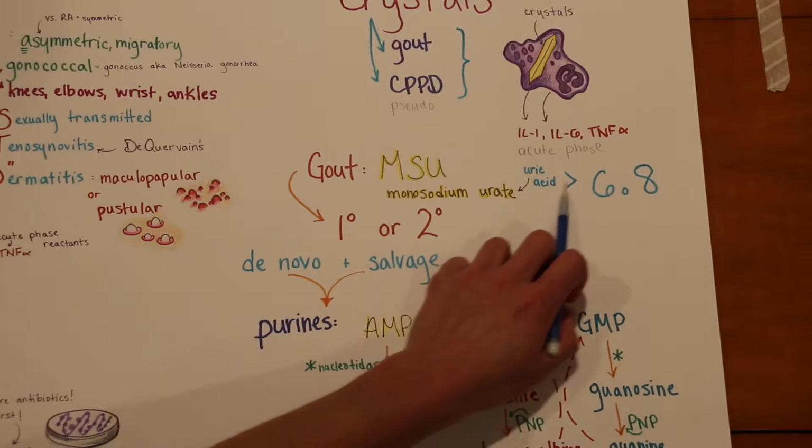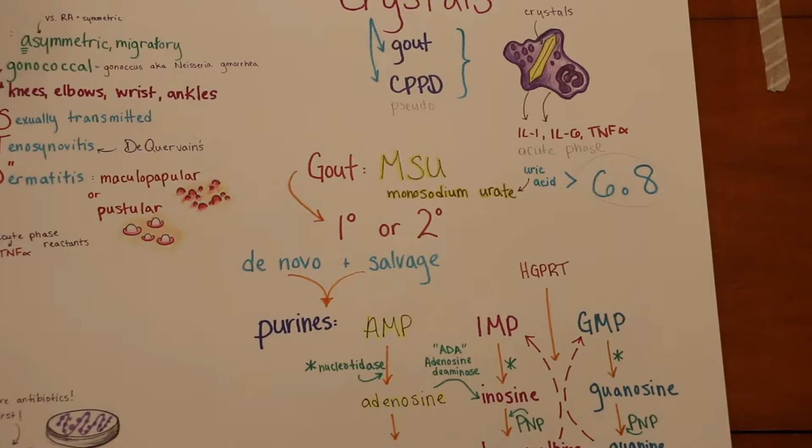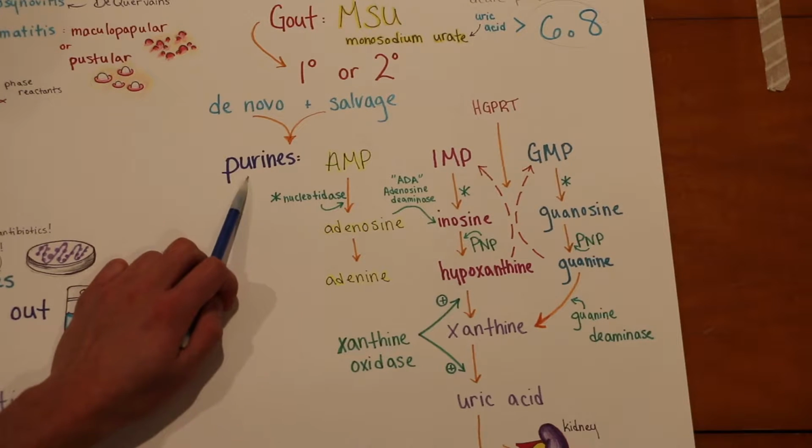Once uric acid levels are greater than 6.8 milligrams per deciliter, you can develop gout. They are required but not sufficient to cause gout. As mentioned, this is a great topic for USMLE Part 1 because it integrates the biochemistry you learned first year from purine catabolism. We're going to start there.